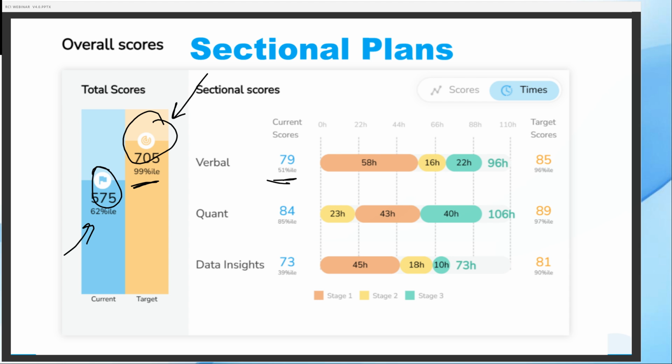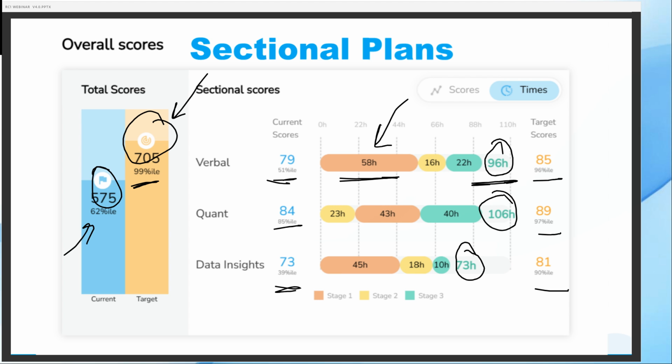These are their starting abilities in verbal, and these are their target abilities to get to that 705. This is the time spent in verbal, this is the time spent in quant, and this is the time spent in Data Insights. Out of the 96 hours spent in verbal, they're going to spend 58 hours in stage 1 of learning, which means building a foundation, learning concepts and how to apply them. They'll spend about 16 hours in cementing and 22 hours in test readiness, which includes taking mocks. The same goes for quant, but they start with cementing first, because their starting ability in quant is much higher.